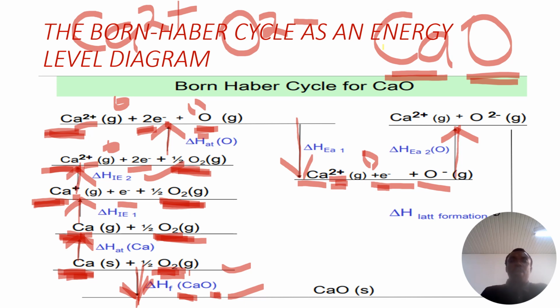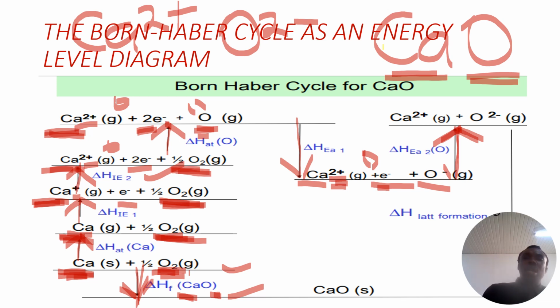So energy is needed to overcome the repulsive forces between the negatively charged ion and the electron, because you are combining an electron with a negatively charged ion. So energy is needed to overcome the repulsive forces. That is why it's an endothermic process. You can see the arrow is moving upward, which is the second electron affinity of oxygen.